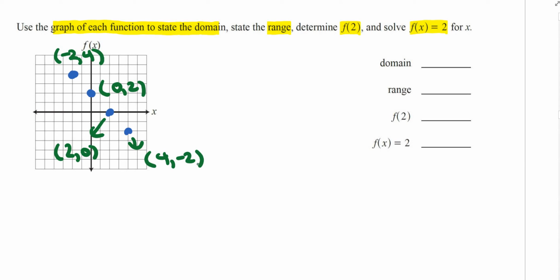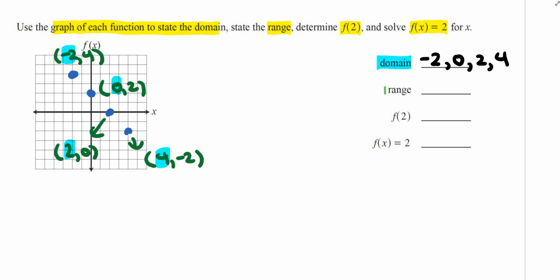Okay, so step number 1, I need to find my domain, right? So the domain is basically your x values. So my x values for this case are -2, 0, +2, and +4. So that's my domain, right? So my domain is -2, 0, 2, and +4.